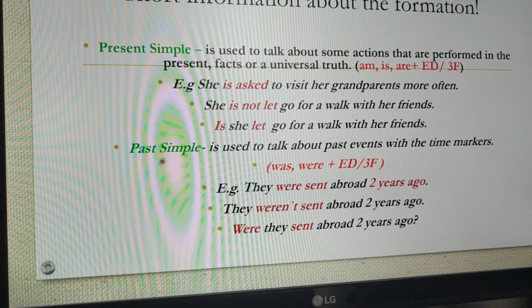Next one, past simple, is used to talk about past events with the time markers. What type of time markers? Yesterday, last week, last month, last year, 5 years ago, 6 years ago, last Monday, and so on and so forth.